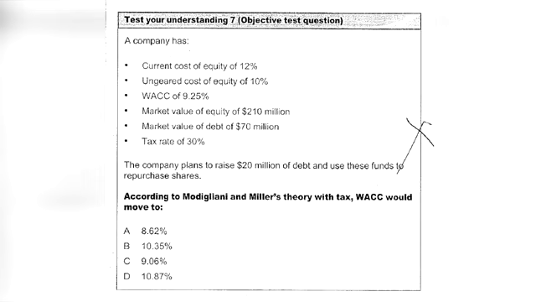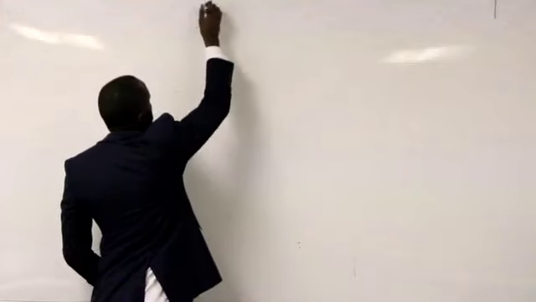And before we wrap up this chapter, we're going to look at some extra questions. I'm looking at test your understanding 7 in my book. The question will come up on your screen. It says, according to Modigliani and Miller theory with tax, calculate the WACC, or what WACC would move to. And when we calculate WACC, we're using formula number 3.